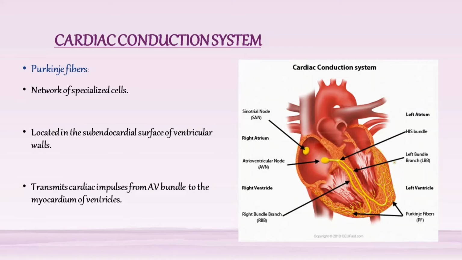The final component of the cardiac conduction system are the Purkinje fibers. These are the Purkinje fibers. These are a network of specialized cells which are located in the subendocardial surface of the ventricular walls. They are located in the wall of the ventricle and transmit the cardiac impulses from the AV bundle to the myocardium of the ventricles.